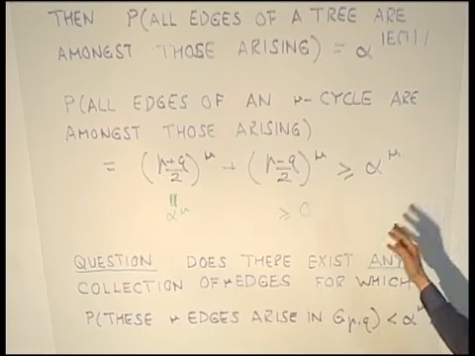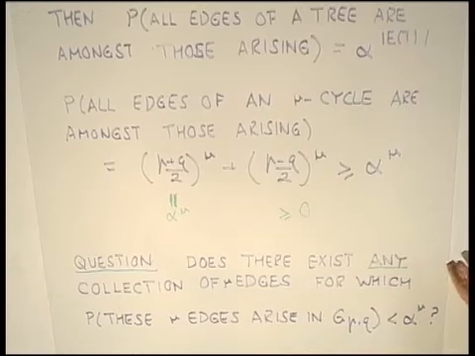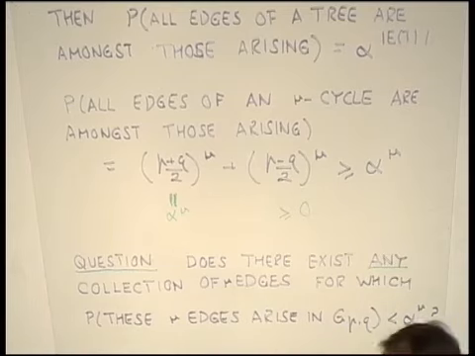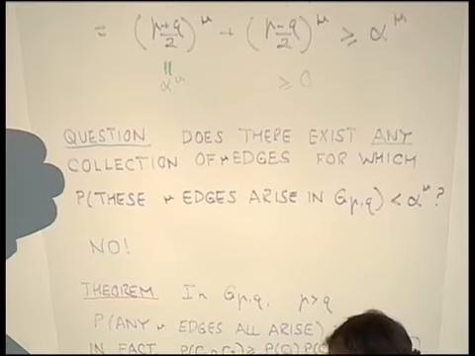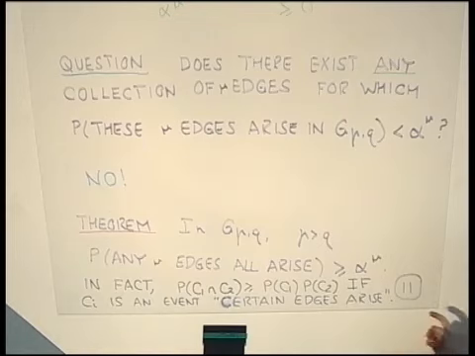So trees in G(P,Q) have the same probability of arising as classically. All the cycles are at least as likely. Can anything be less likely to arise in G(P,Q) than classically? Now, the answer to that question is no. And we'll not only say that, but we will prove it. And in fact, we'll prove a somewhat more general statement.